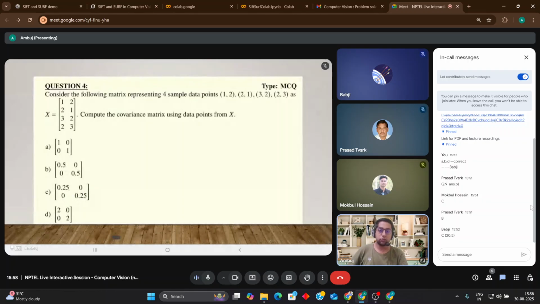This is also a very simple question. Consider the following matrix representing four sample data points: 1 comma 2, 2 comma 1, 3 comma 2, 2 comma 3. As a simple matrix, capital X equal to 1 2, 2 1, 3 2, 2 3. Then compute the covariance matrix using the data points from X.